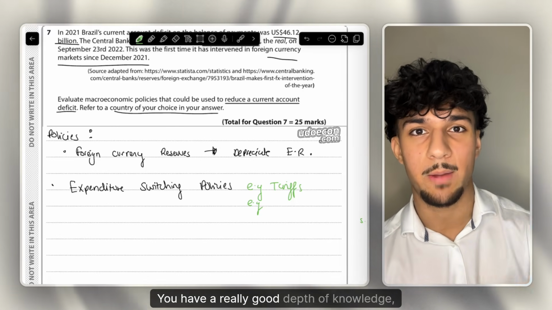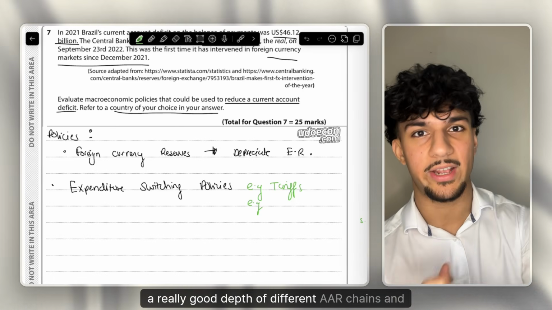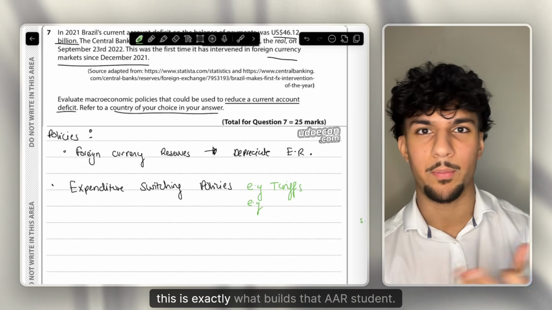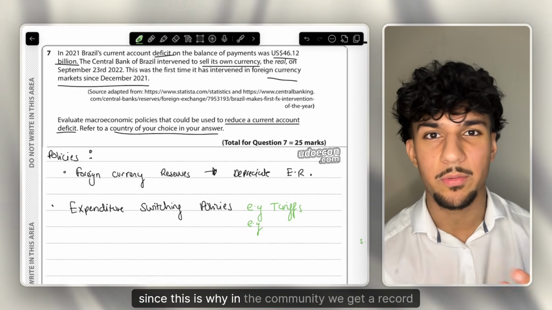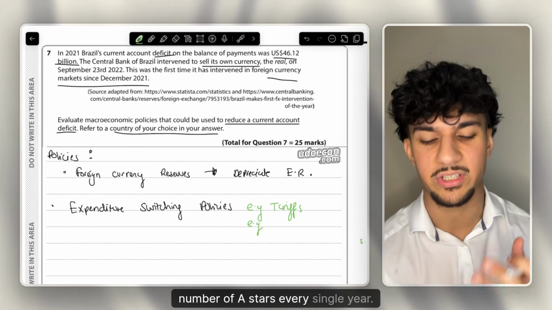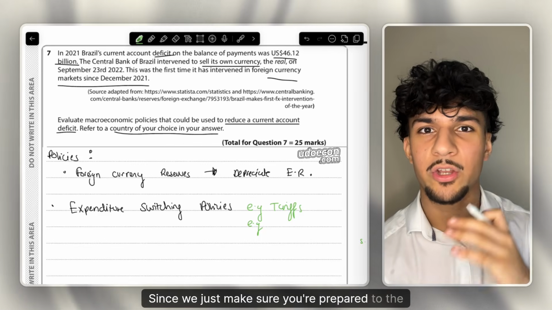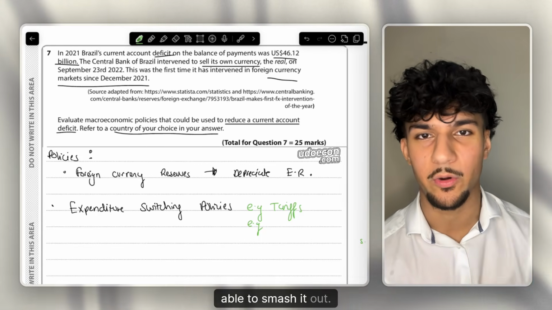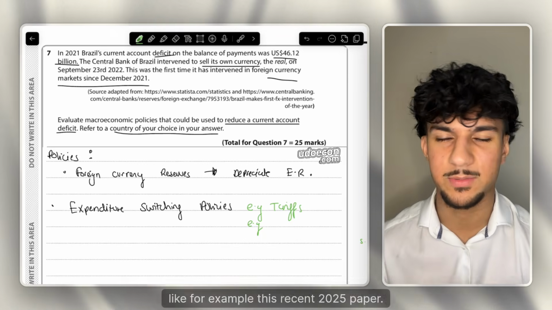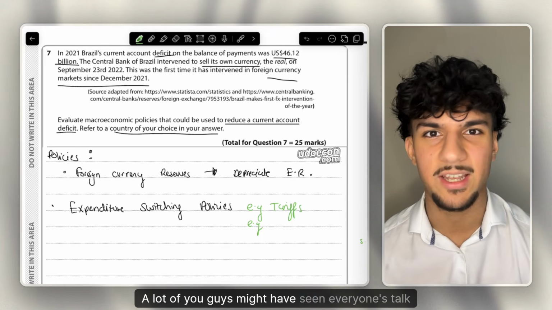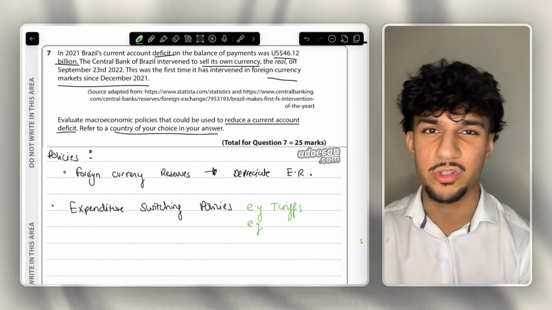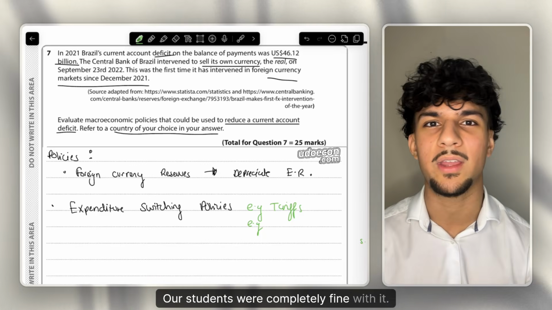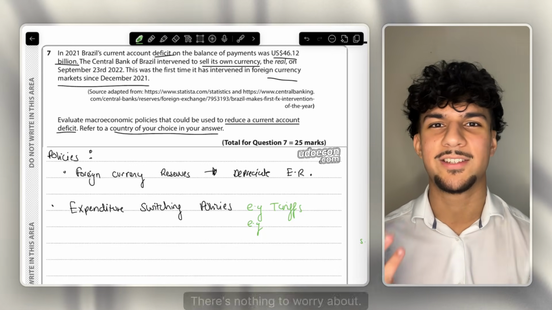You have a really good depth of knowledge, a really good depth of different A-star chains, and this is exactly what builds that A-star student. This is why in the community we get a record number of A-stars every single year, since we make sure you're prepared to the highest level. They can throw anything at you and you'll still be able to smash it out. For example, this recent 2025 paper, especially if you're on social media, a lot of you might have seen everyone talking about how this year's A-levels have been extremely hard. Our students were completely fine with it. We prepare you for literally everything, so there's nothing to worry about.